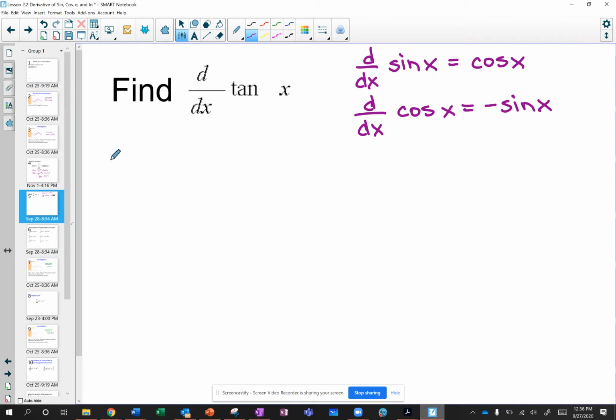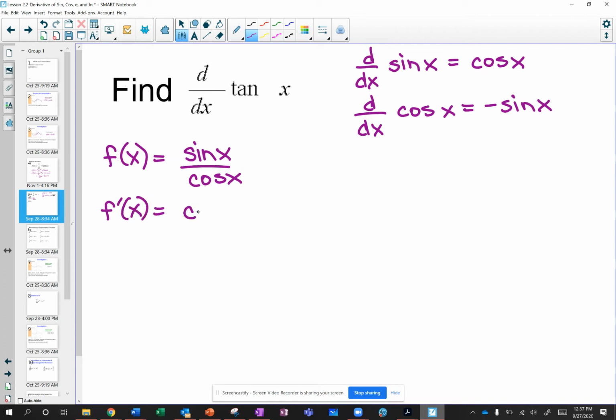I think so, because we know that, here, let me rewrite. So we know that tangent is the same as sine of x over cosine x. So couldn't we use our quotient rule to derive this derivative? Let's try. So we're going to use the quotient rule.